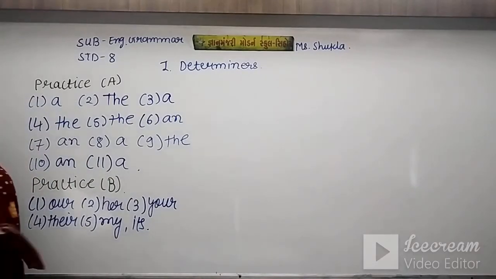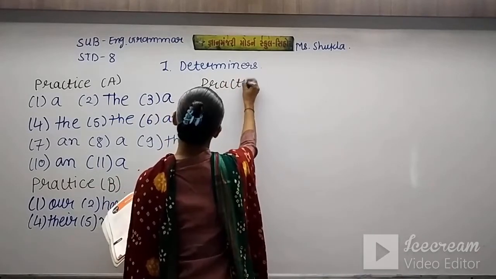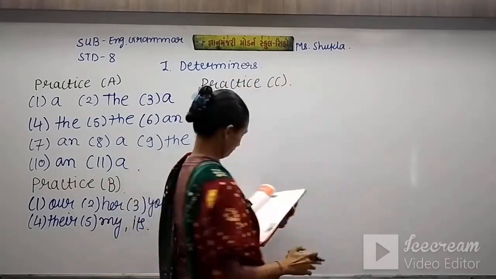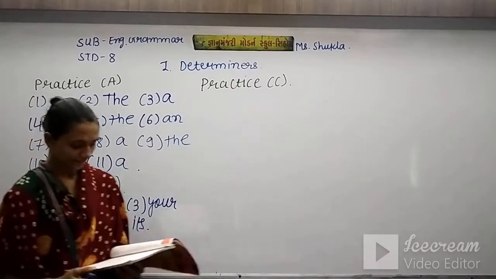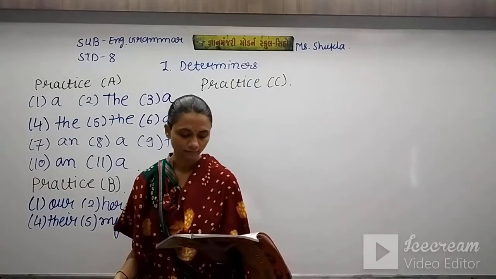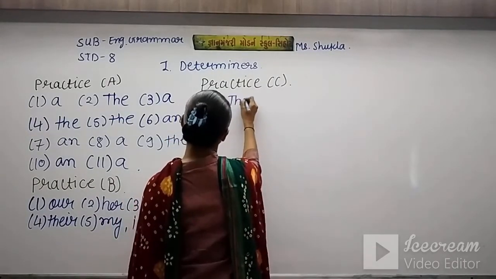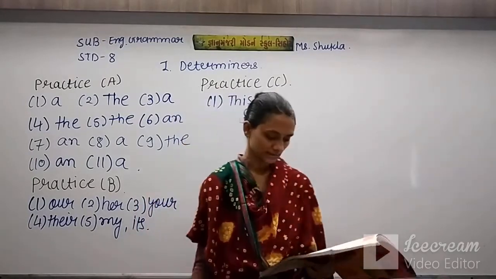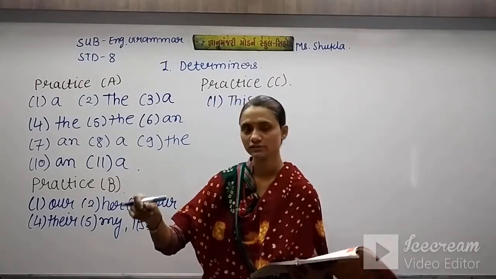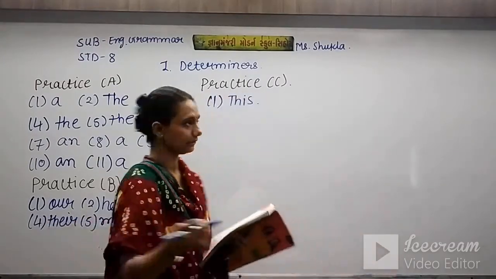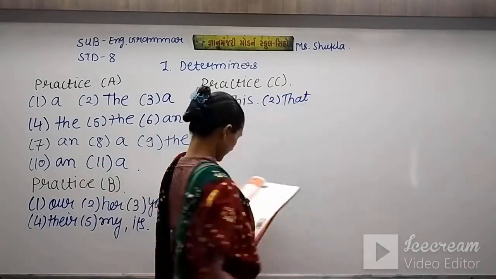Now we are going to start practice exercise C. Complete the dialogue with this, that, these and those. Okay. Renu said, wow, blank is a lovely forest. This is a lovely forest. Ramya said, yes, enjoy the view. Look at that tree there. That tree is very far away from them. So that's why here in second, that.